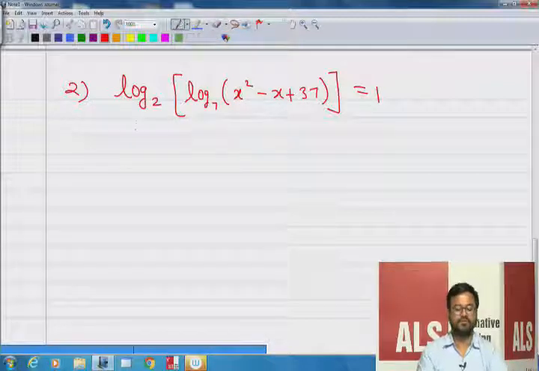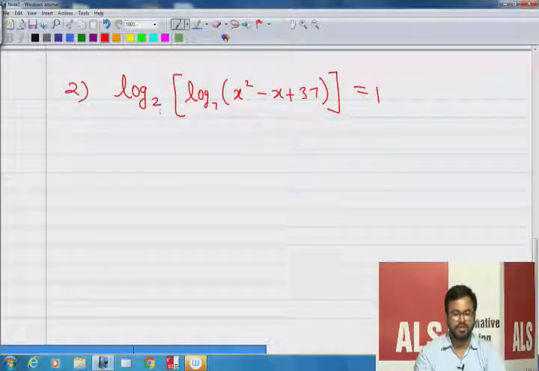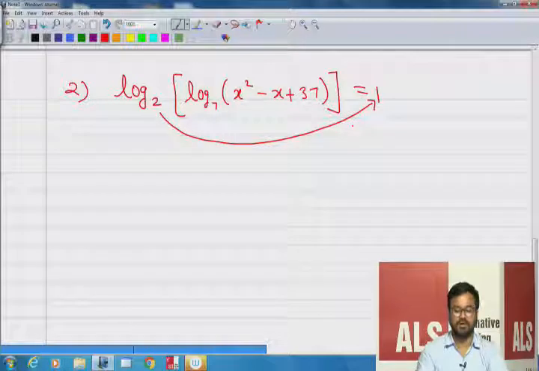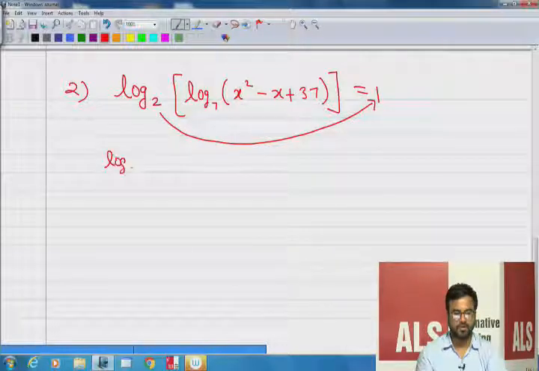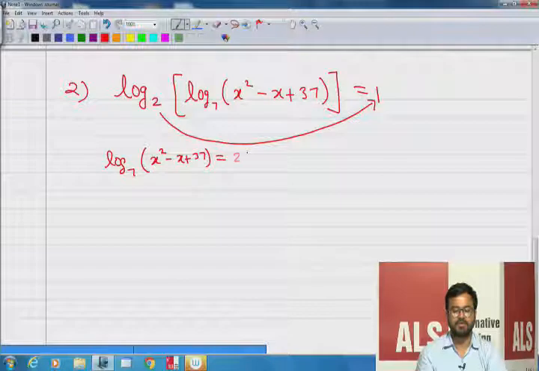So first of all, we will eliminate the leftmost log. You can see it is log of base 2, so it will be 2 raised to the power 1, that is equal to this thing. So it will be log of base 7 of x square minus x plus 37 is equal to 2 power 1, which is 2. This is the first step. We have eliminated that log.